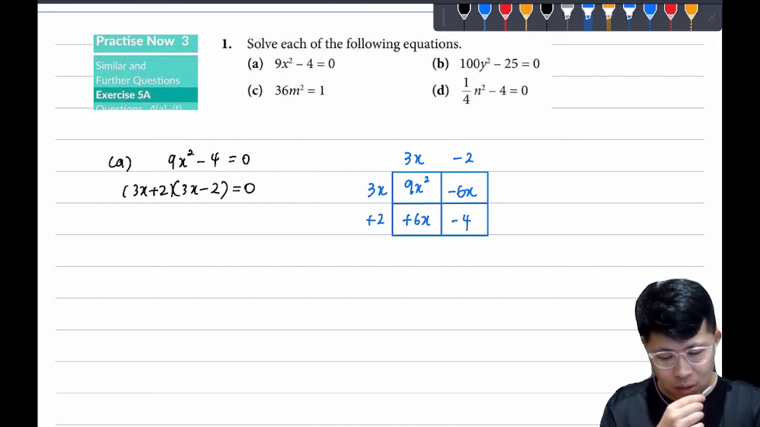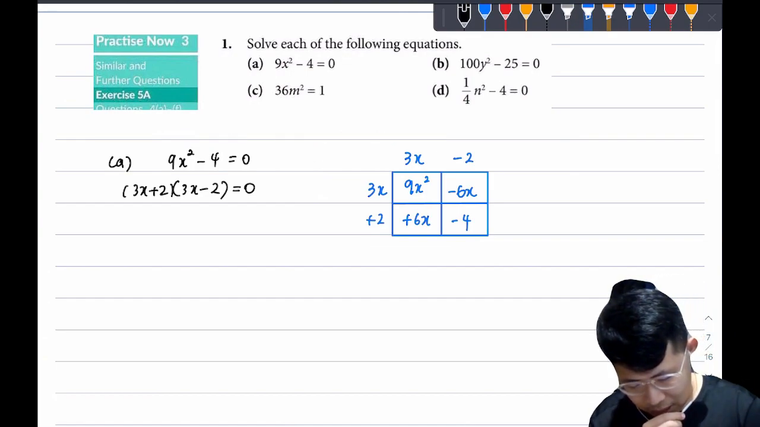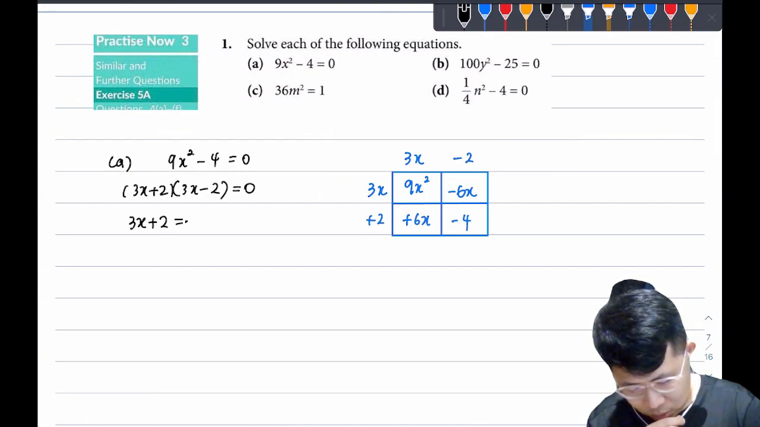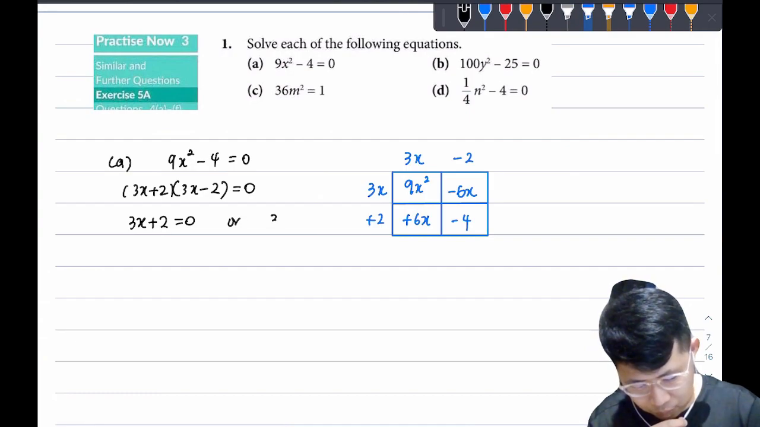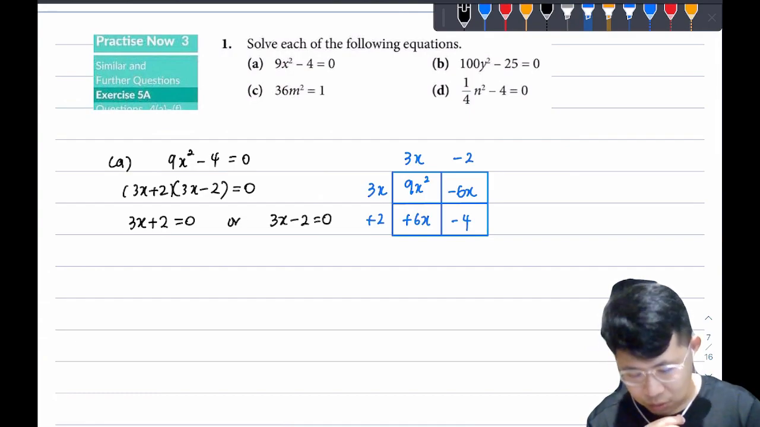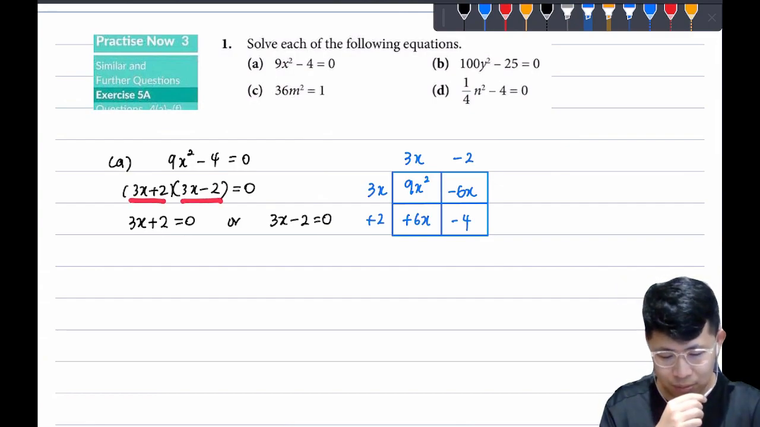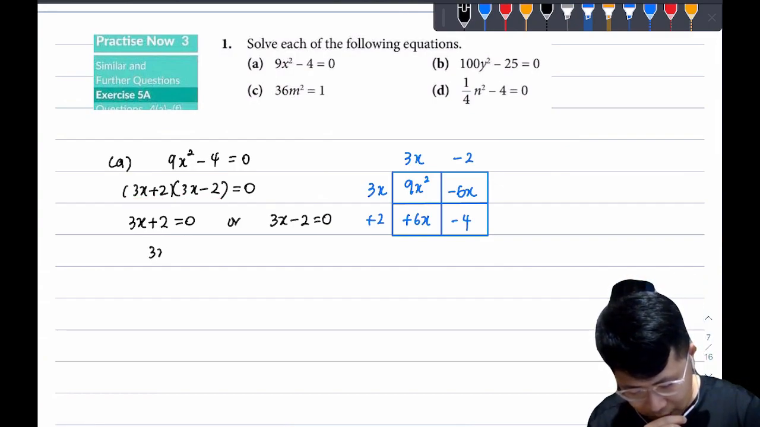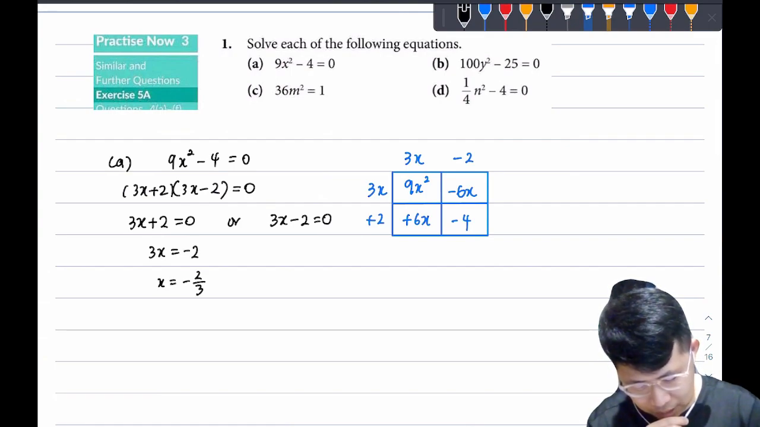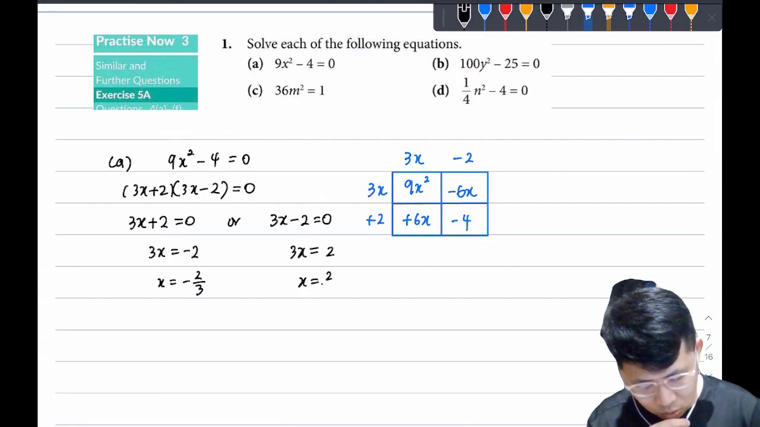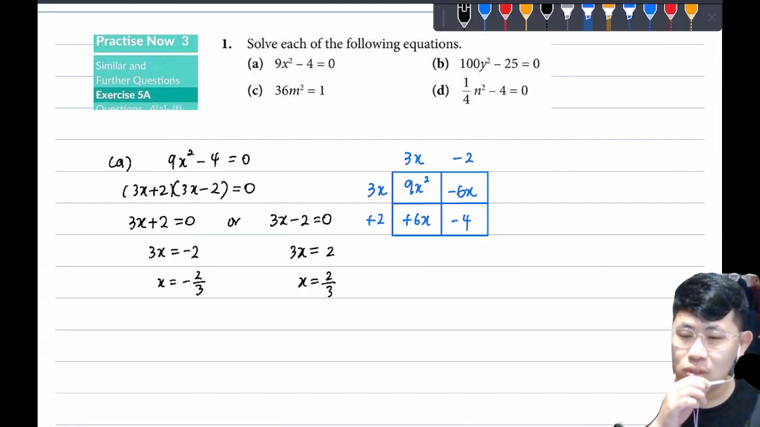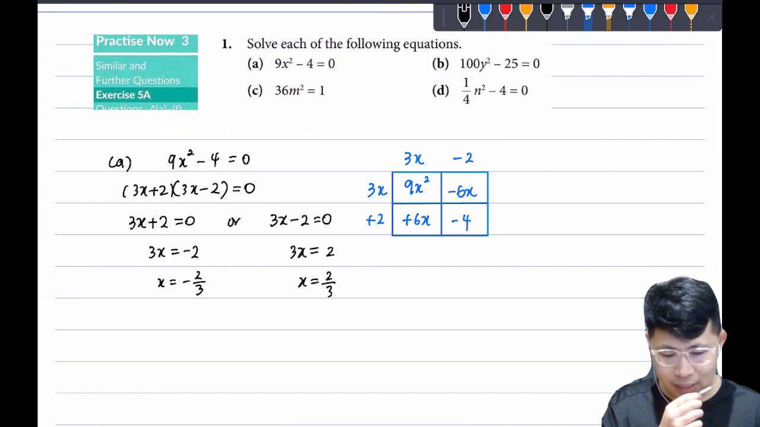Alright, so what we do next is we will have 3x plus 2 equals 0, or 3x minus 2 equals 0. So it will be either this is 0 or that is 0. Now, back to this, 3x is equal to negative 2, so x will be equal to negative 2 over 3. And for the other one, 3x is 2, so x will be equal to 2 over 3. So x is 2 over 3, but both positive and negative.